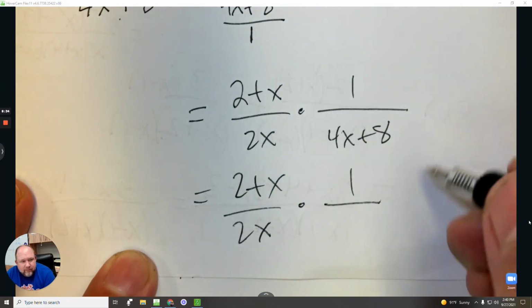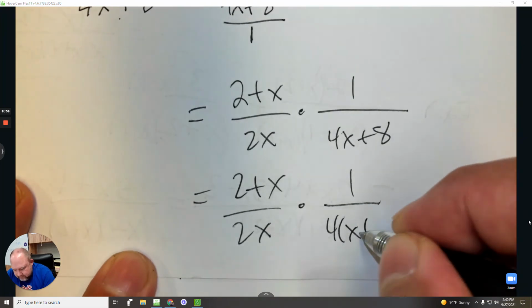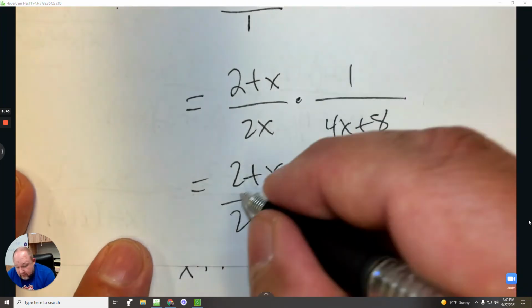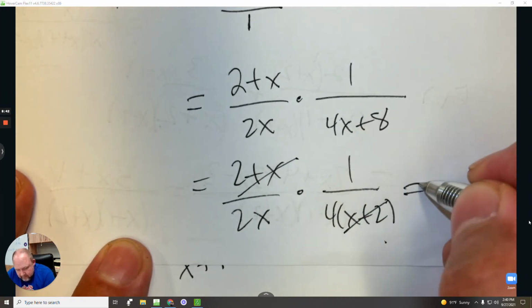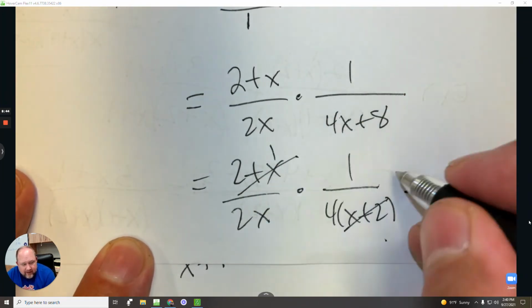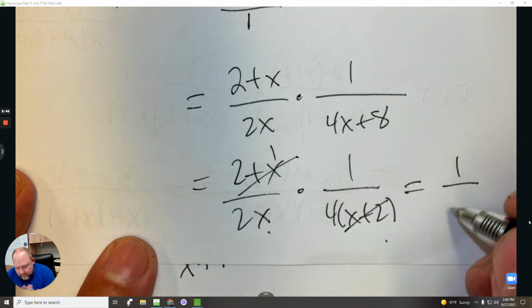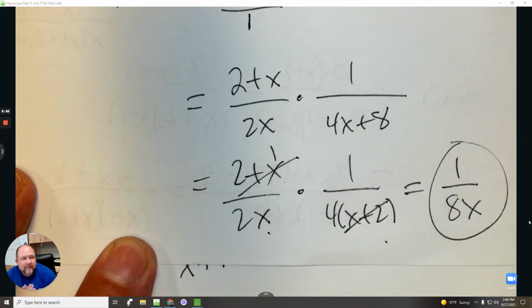So 4x plus 8, factor out a 4. And then x plus 2 and 2 plus x are the same. They're removable. So all I'm left with is 1 times 1. And then 2x times 4 is 8x. And you have your answer.